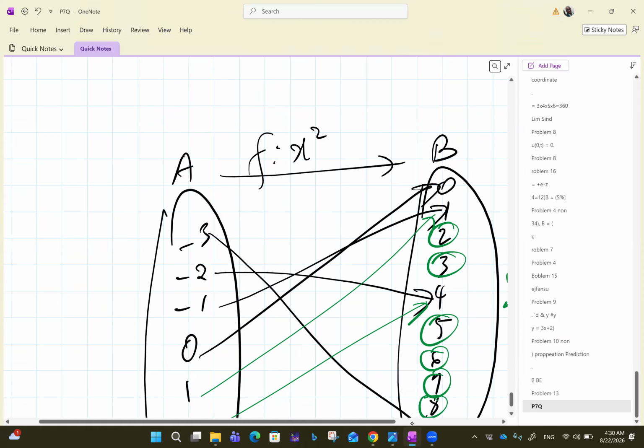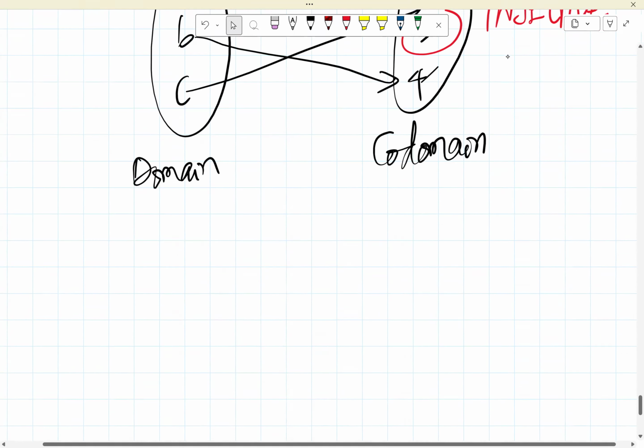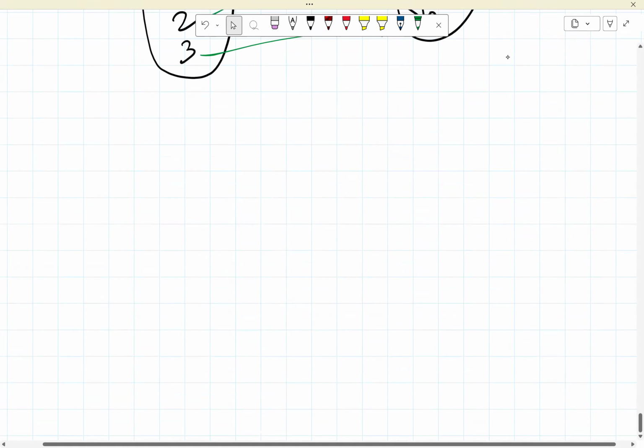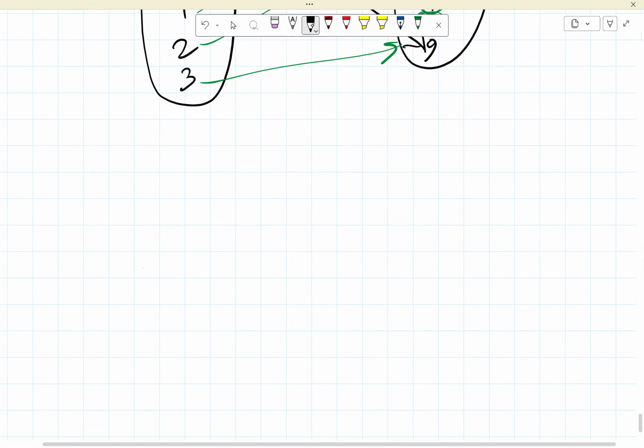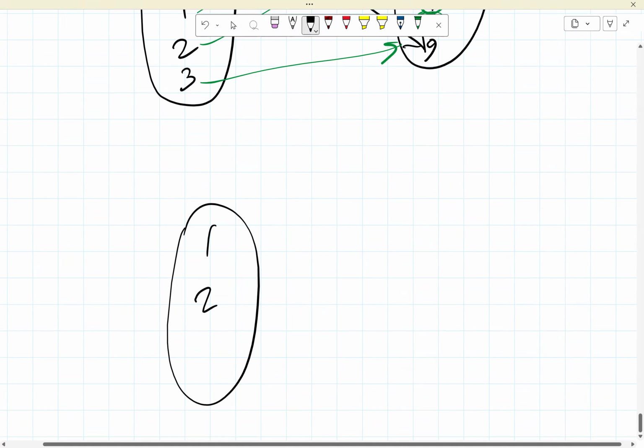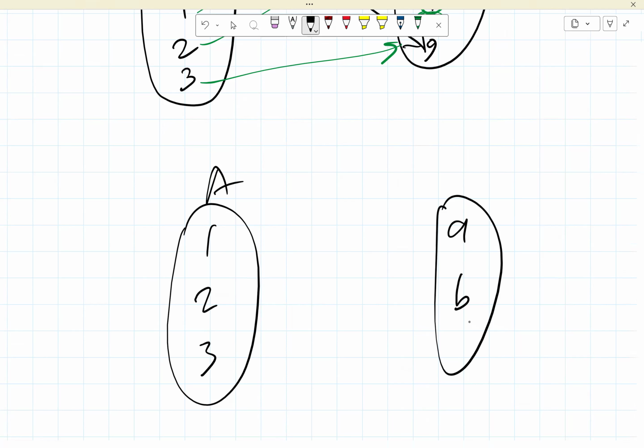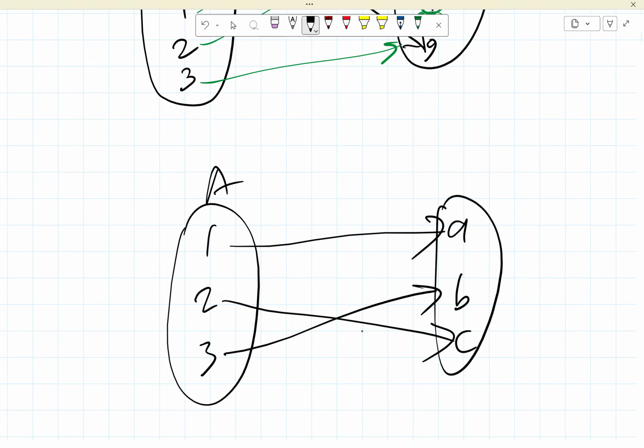So a bijection has neither problem. In a bijection, on the other hand, every element is used up. So we just have, let's say 1, 2, 3, and A, B, C. So 1 is mapped to A, 2 is mapped to C, 3 is mapped to B. So everything is used up. So this is a bijection.